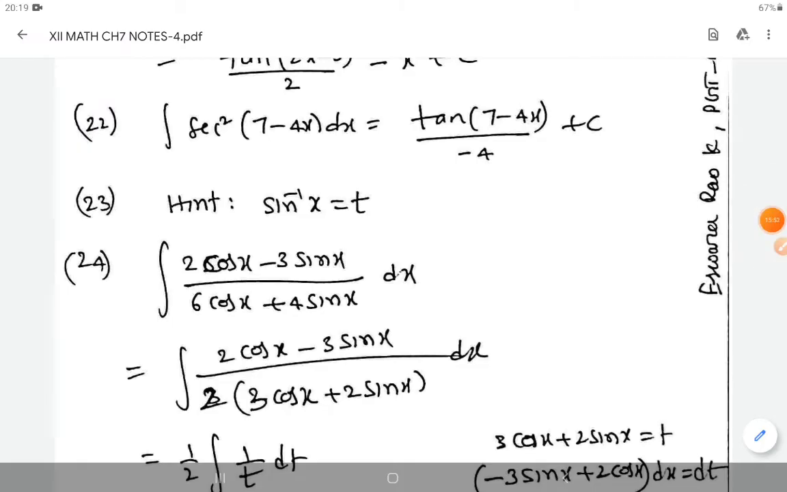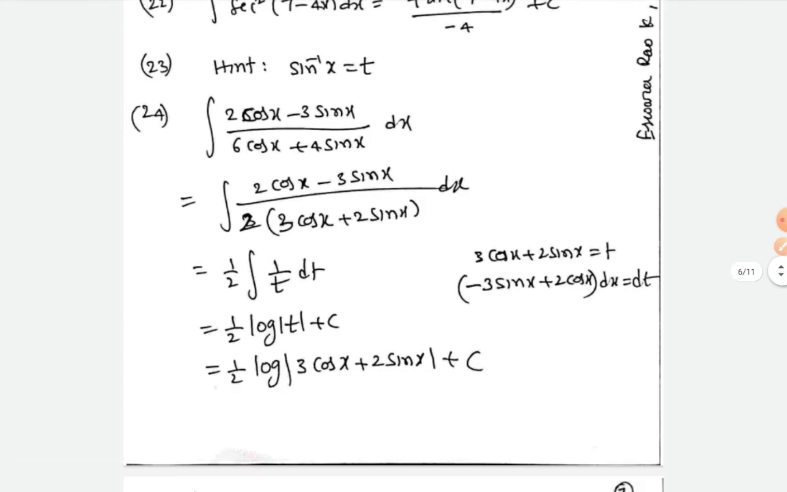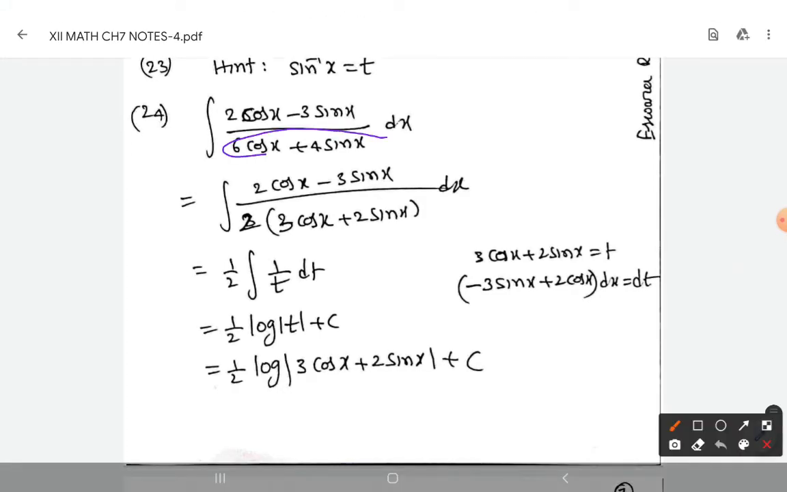Next, 24th question. What is the 24th question? It is integration of (2 cos x minus 3 sin x) by (6 cos x plus 4 sin x). So before you take the denominator as t, take 2 common from that first: 3 cos x plus 2 sin x. Check whether the derivative of this 3 cos x plus 2 sin x is the numerator or not. Check by taking t.